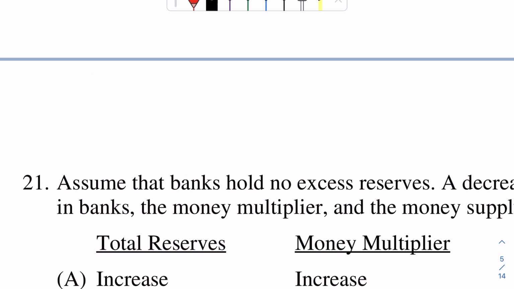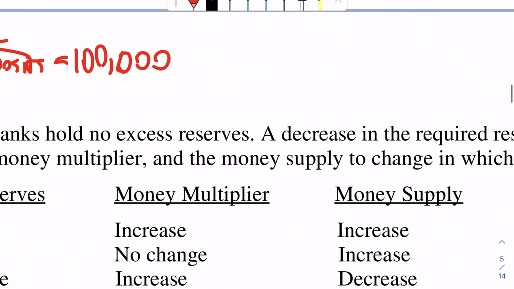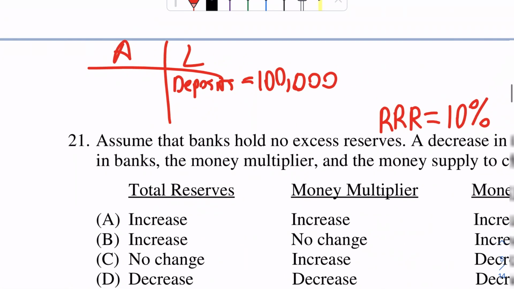Let's say we have your assets and your liabilities, your balance sheet, remember? If you have deposits of $100,000, I'm just making these numbers up. And let's say the required reserve ratio is 10%. Again, I'm making that number up. How many required reserves do you need? 10,000. All you're going to do is 100,000 times 10%.